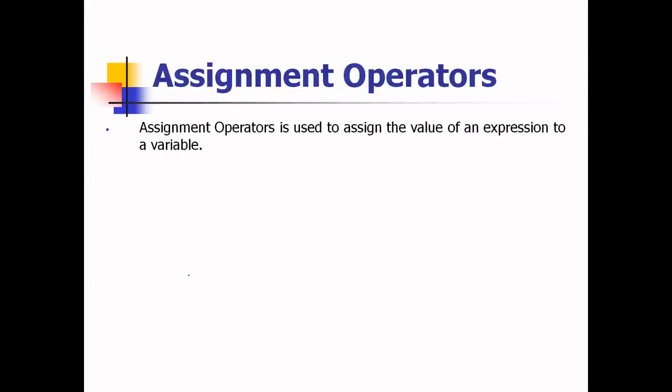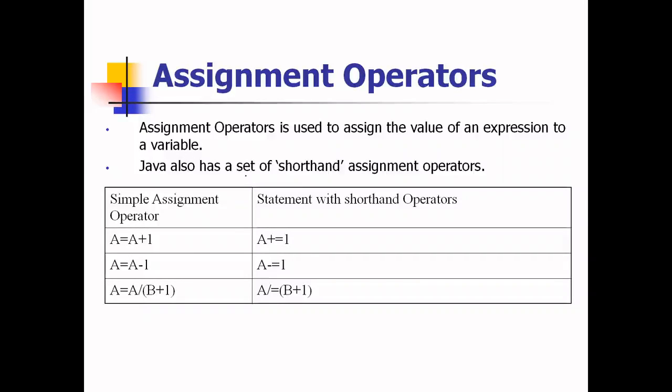Okay, next operator, it is the assignment operator. The assignment operator is used to assign the value of an expression to a variable. Java also has a set of shorthand assignment operators. Apart from the usual assignment operator, Java also supports shorthand assignment operators. Now let us look at an example of how the assignment operator can be used. You can see here the equal sign is called the assignment operator.